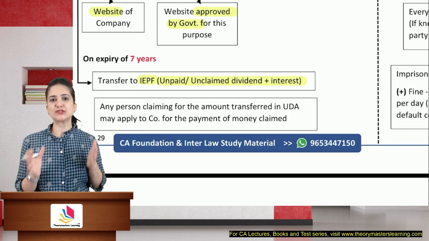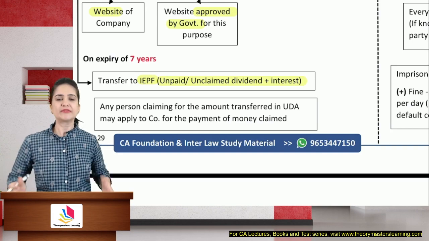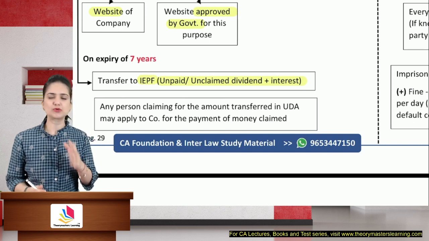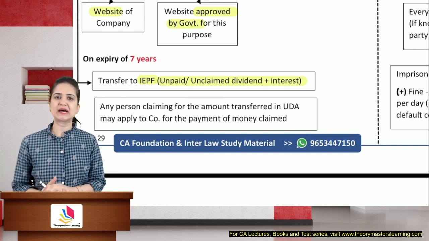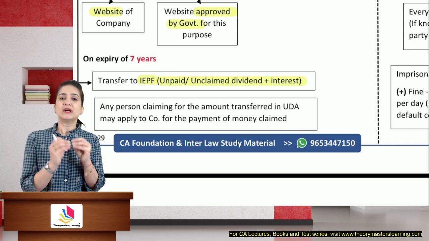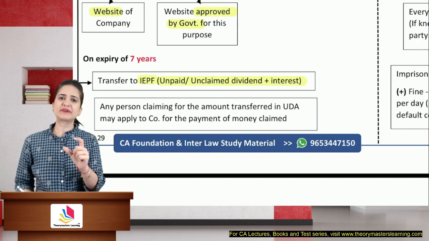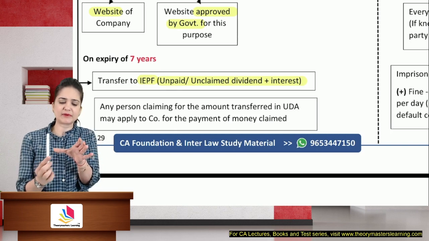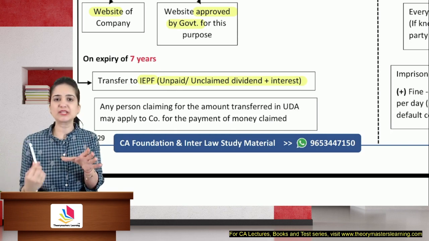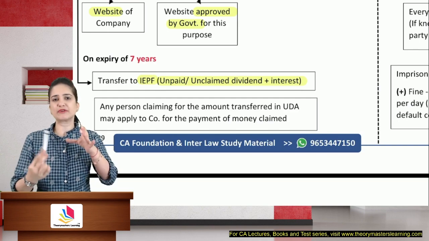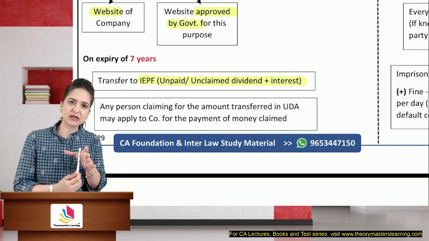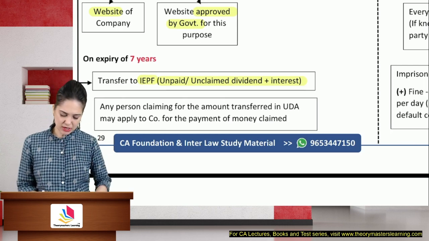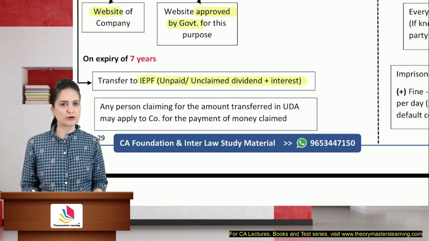Now, if the shareholder has not claimed the dividend at all, the company may also transfer his shares to IEPF. But if the investor has claimed dividend for any of those years, in that 7 years, even if they have claimed for just 1 year, then shares will not be transferred to IEPF. But yes, whatever is the unclaimed dividend for 7 years, that will definitely be transferred to the IEPF. So we will transfer unpaid or unclaimed dividend, along with interest.